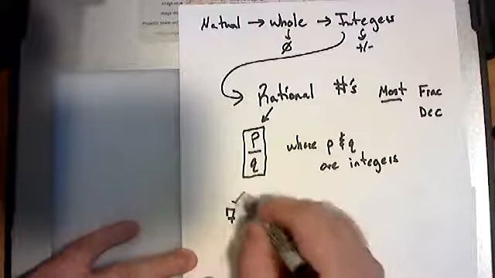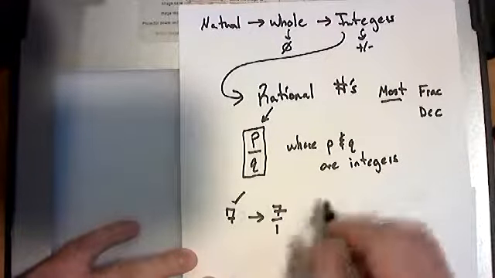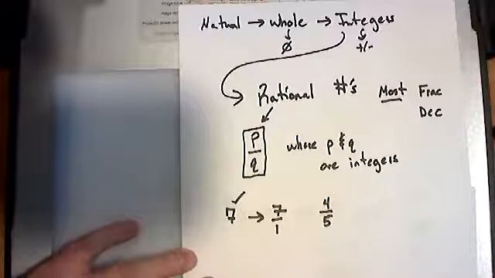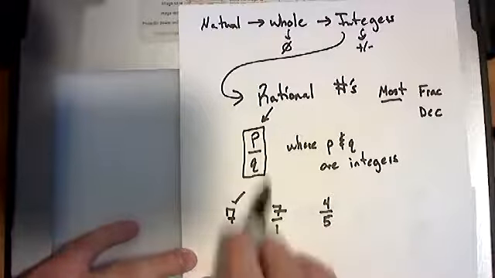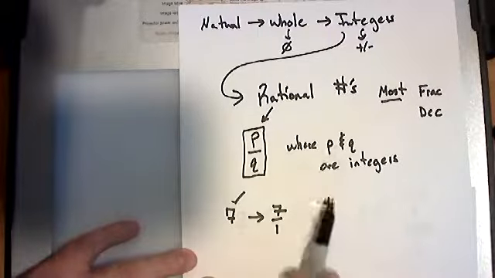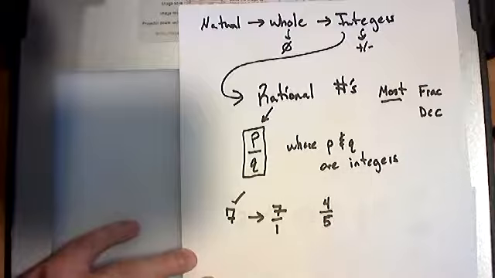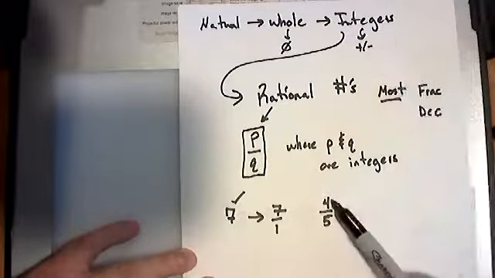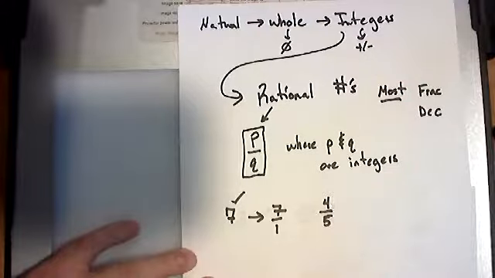So 7 is rational. What if I took the number 4/5, 4 over 5? Is that rational? Well, it's P over Q, isn't it? So it's a fraction already, so that's good. And are the numbers P and Q, 4 and 5, integers? Well, again, an integer is any positive or negative whole number. 4 is a positive whole number. 5 is a positive whole number, positive or negative. So yeah, 4/5 is rational.